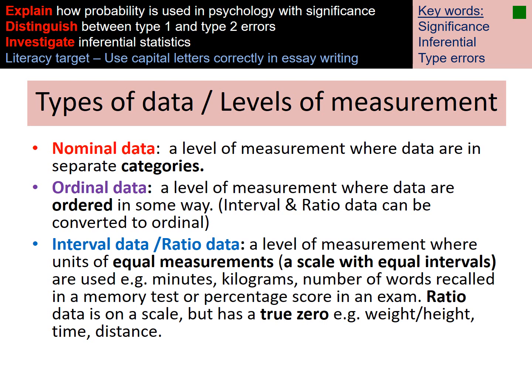So you might have blonde hair, you might have brunette hair, you might have red hair, you might have black hair. You would be put into a certain set of categories. That would be an example of nominal data. Ordinal data is exactly like it sounds.